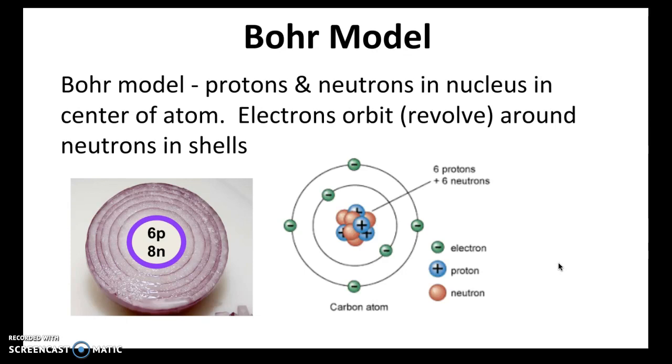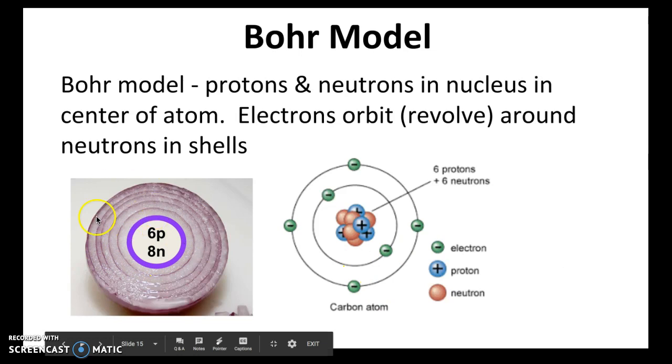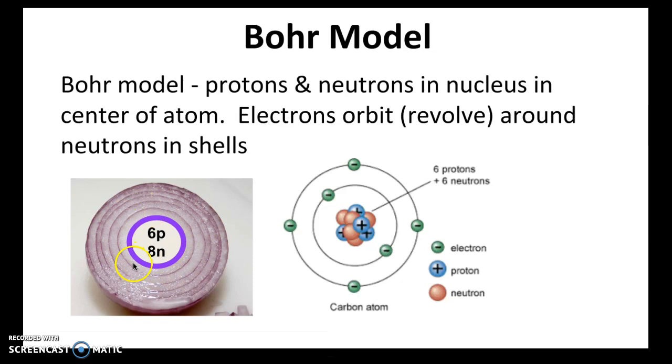So for the Bohr model, the protons and neutrons are shown in the nucleus at the center of the atom, and the electrons orbit around it, revolving around the nucleus in shells. You can think of that like if you cut an onion open, the rings that you see will be like the shells. And in the very center will be the nucleus.